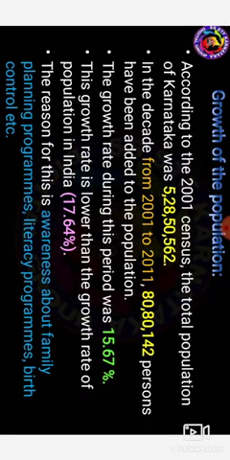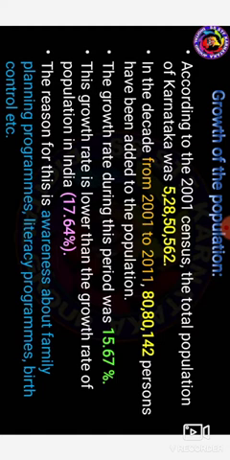Next, the growth. How does the population grow? According to the 2011 census, the total population of Karnataka is 5 crore 28 lakh 50,562.